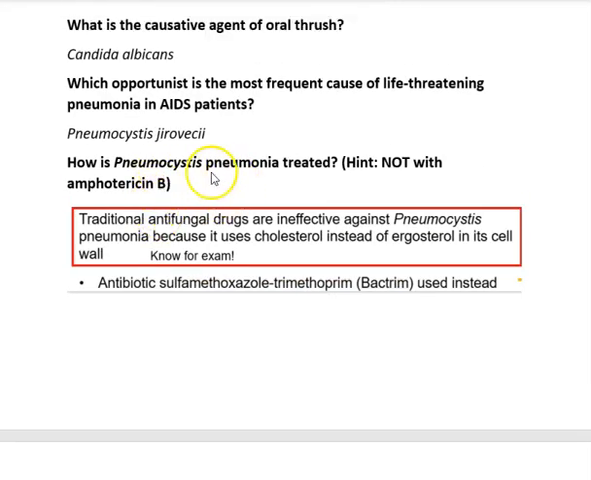Now, how is Pneumocystis pneumonia treated? This is going to be one of those severe fungal infections, but it's going to be one that we do not treat with amphotericin B. So this is kind of the odd guy out. Okay, instead we treat it with sulfonamides. And the reason for this is because Pneumocystis uses cholesterol instead of ergosterol in its cell wall. And amphotericin B and the other antifungal drugs target ergosterol.